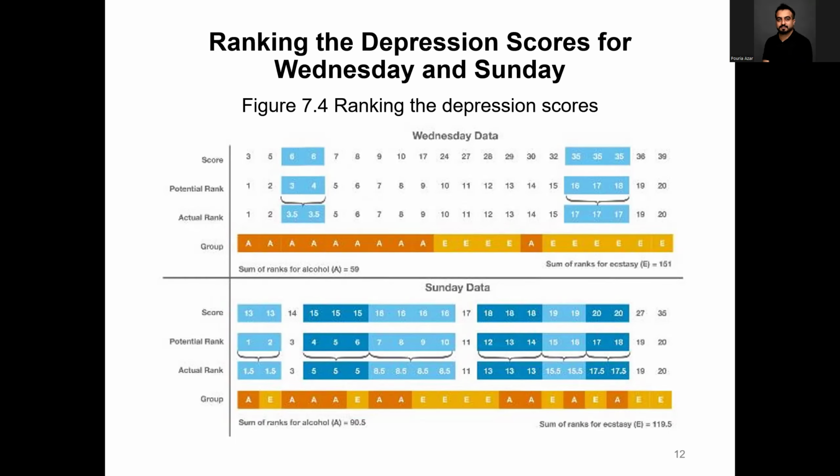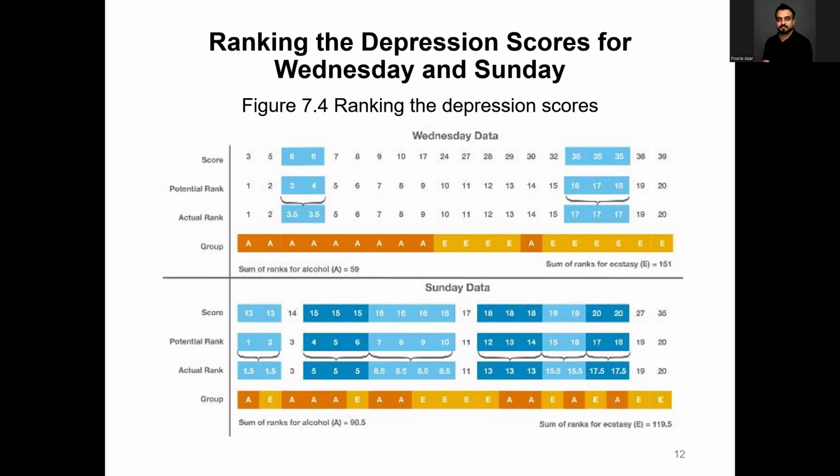Here I have a tied score, 6 and 6. In that case, I would assign potential ranks 3 and 4, and then I take the average of those potential ranks, which gives me 3.5. That would be my actual rank. So then I would rank it 1, 2, 3.5, 3.5, and then 5, 6, 7, 8, 9, 10.